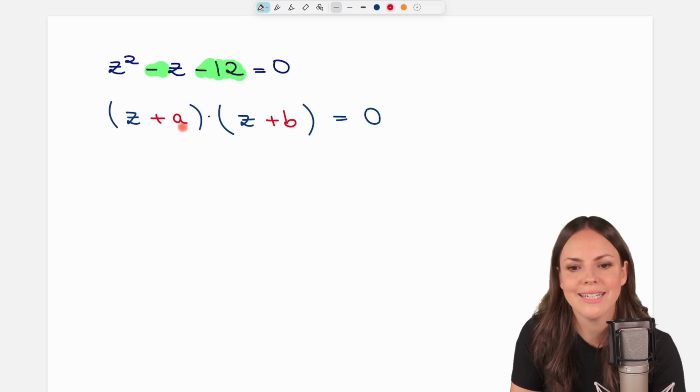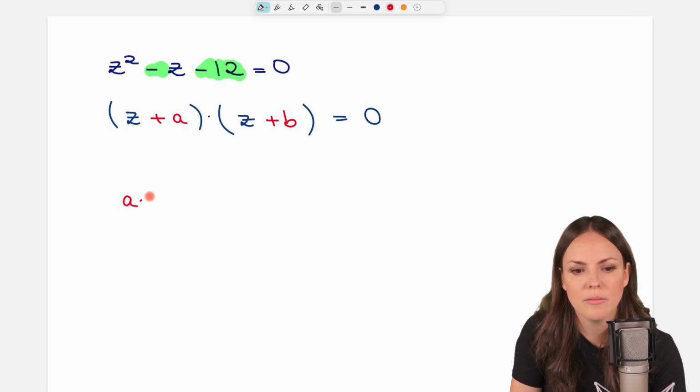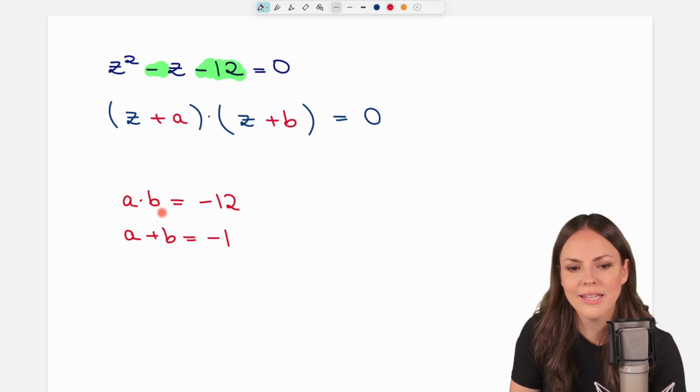And how can we find a and b now? If we multiply these two numbers, so a times b, then we have to get this number here as a result, so negative 12. And if we add these two numbers, so a plus b, we have to get this number here as a result, so the negative 1 that I have here. Okay, let's try and find these numbers.